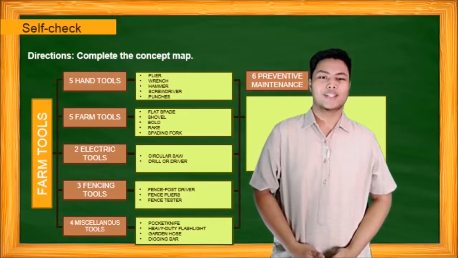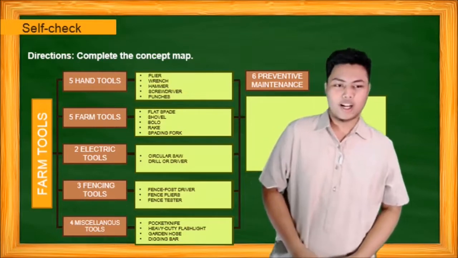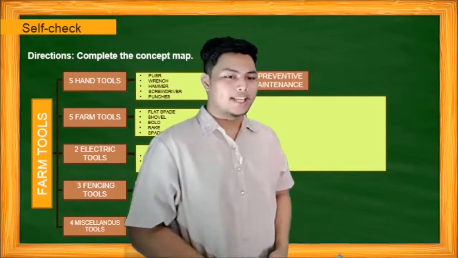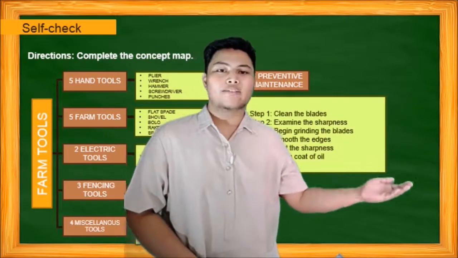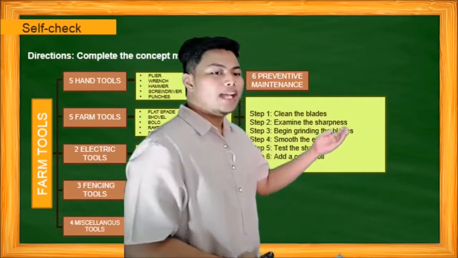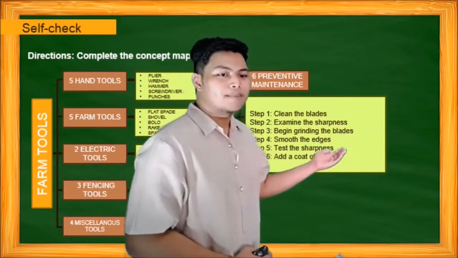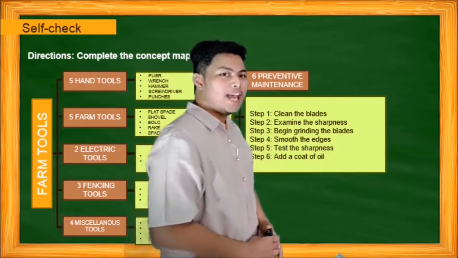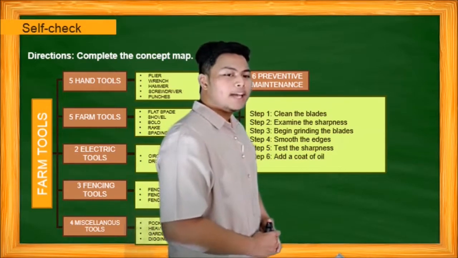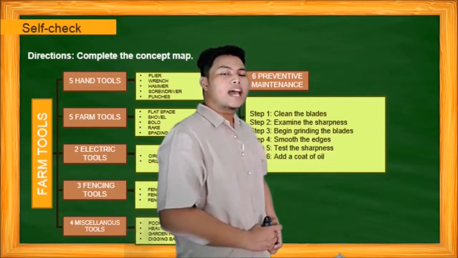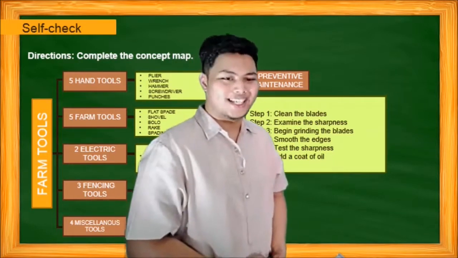Next, what are the 6 steps in performing preventive maintenance? First, we have step 1, clean the blades. Step 2, examine the sharpness. Step 3, begin grinding the blades. Step 4, smooth the edges. Step 5, test the sharpness. And step 6, add a coat of oil.